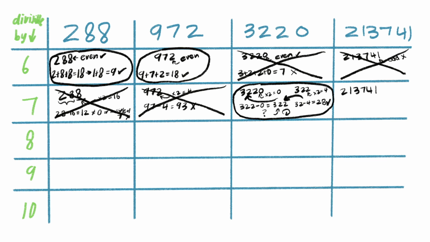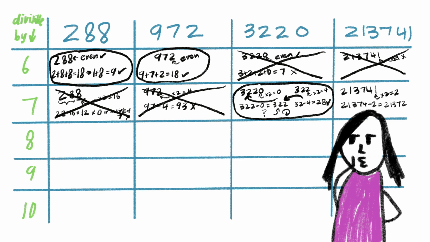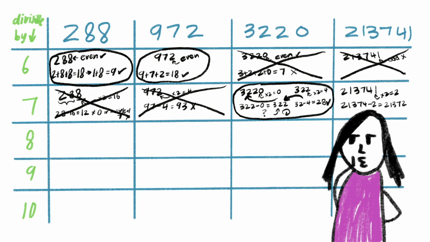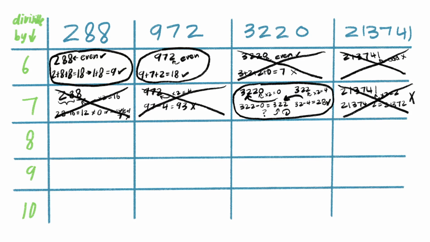With 213,741, we can just double 1 to get 2 and then subtract 2 from 21,374 to get 21,372. You could technically continue checking like we did for the previous number, but I'm lazy and I'll just pull out a calculator, and because 21,372 divided by 7 doesn't divide perfectly, we come to the conclusion that 213,741 is not divisible by 7 either.